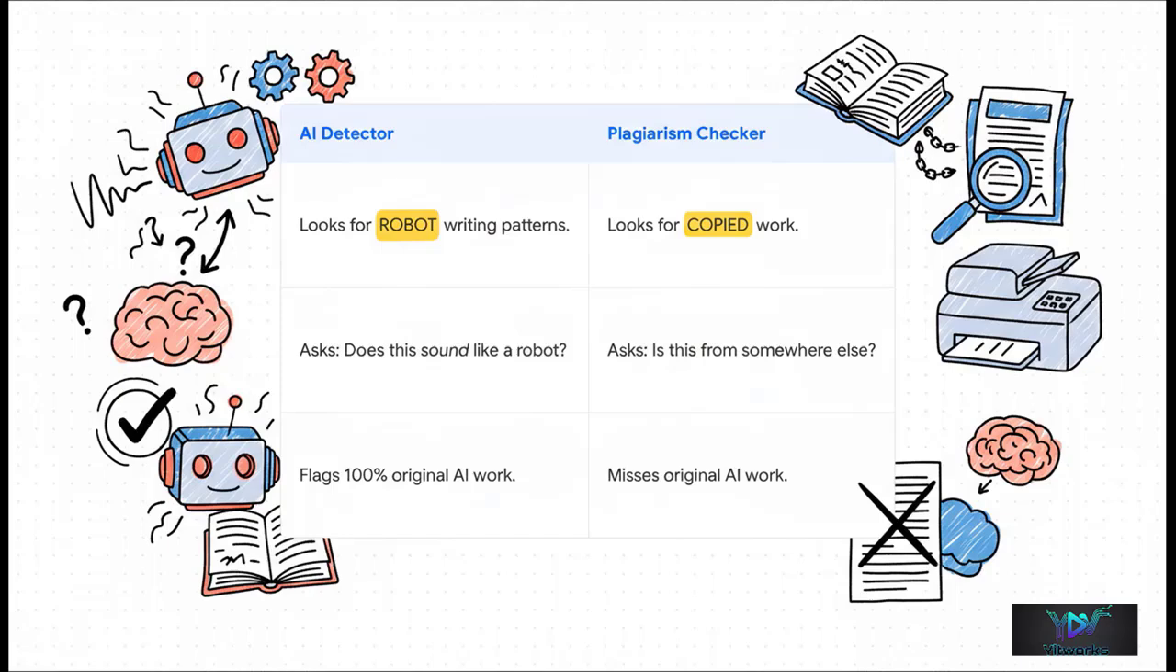Okay, this is super important to get right from the start. An AI detector is not the same thing as a plagiarism checker. They're totally different tools. See, a plagiarism checker just asks one question. Was this copied from somewhere else online? Simple. But the AI detector, it's asking something way different. It's asking, does this sound like a robot wrote it? It's all about the style of the writing, not whether the words were copied.